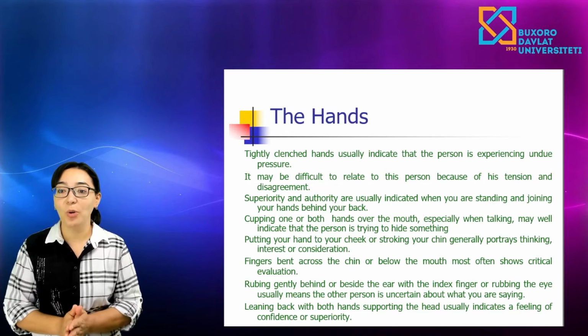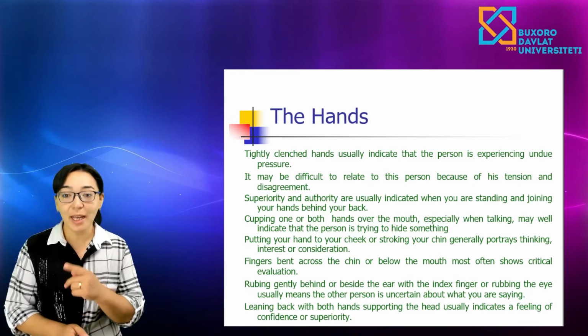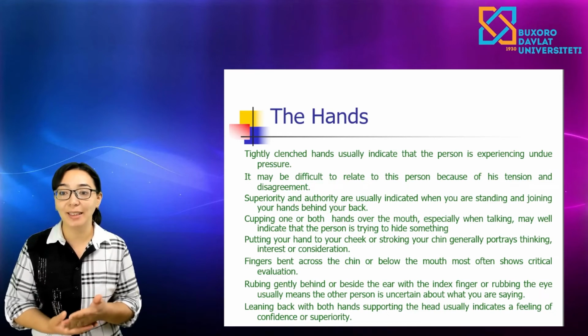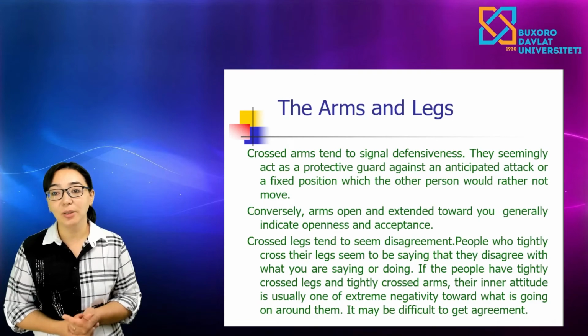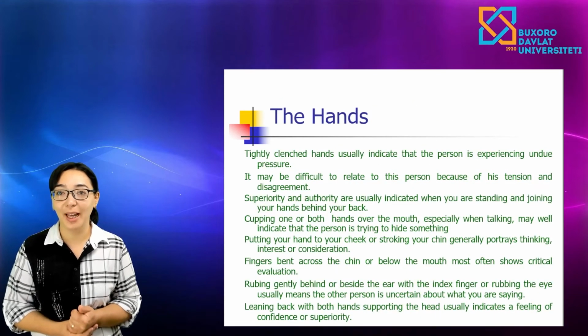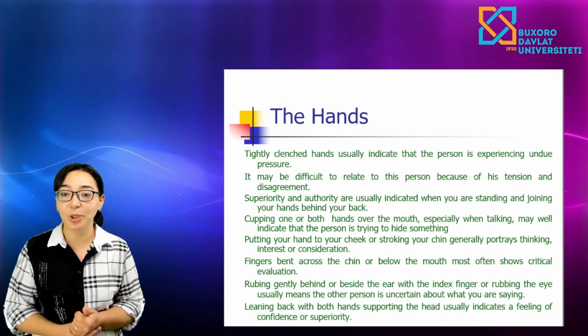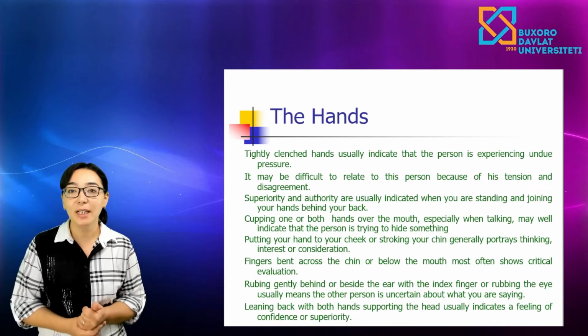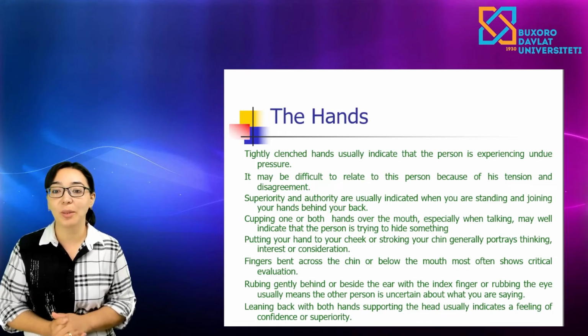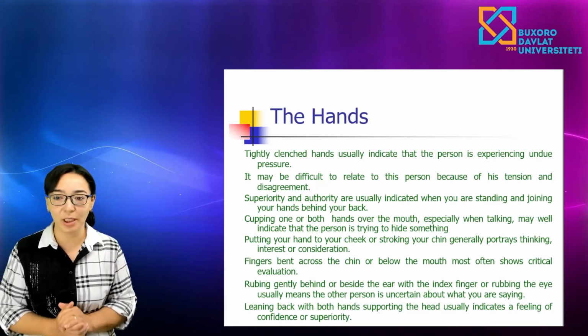Cupping one or both hands over the mouth, especially when talking, may well indicate that the person is trying to hide something. And putting your hand to your cheek or stroking your chin generally portrays thinking, interest, or concentration. Fingers bent across the chin or below the mouth most often shows critical evaluation.